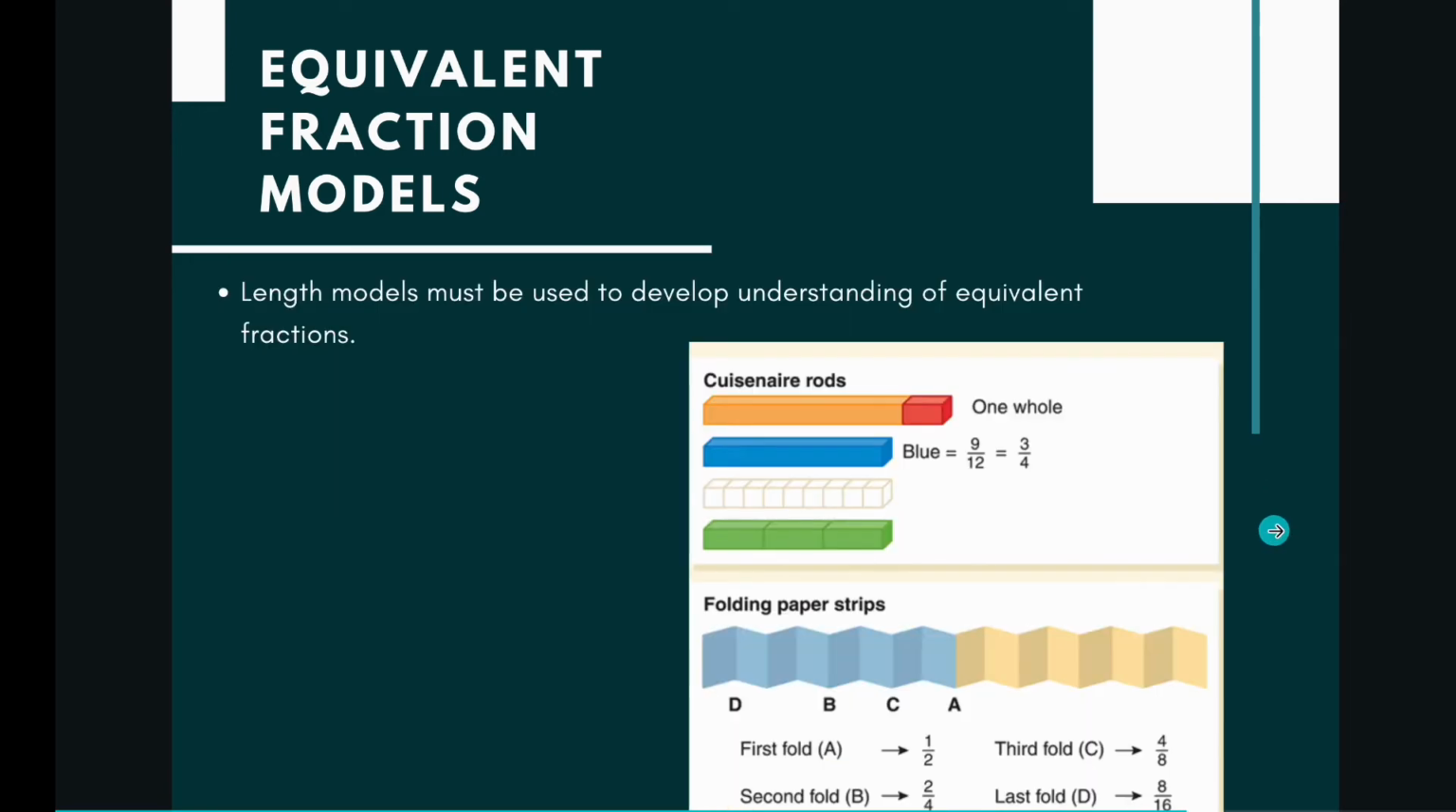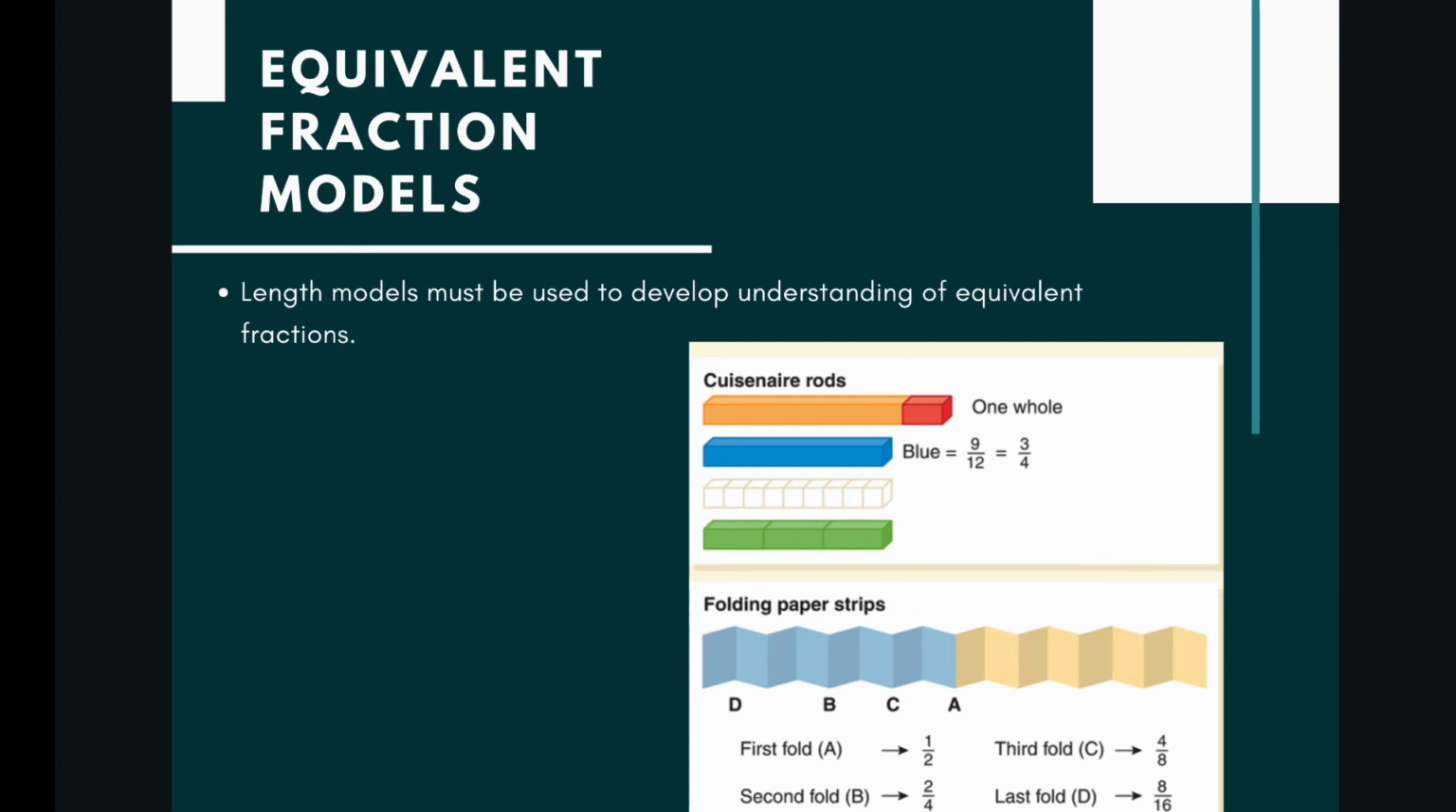Length models are also important to develop an understanding of equivalent fractions. Asking students, for example, to locate 2/5 and 4/10 on a number line can help them see that the two fractions are equivalent, but the line is partitioned differently.